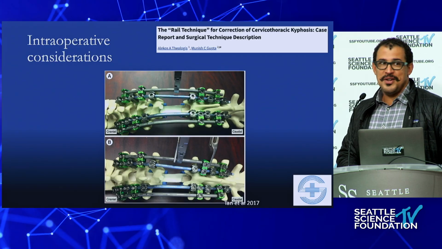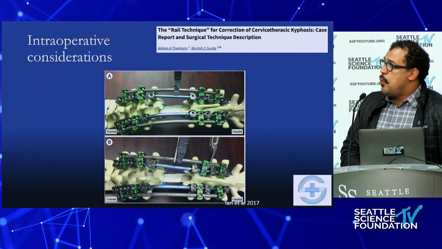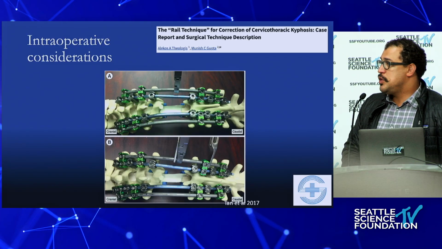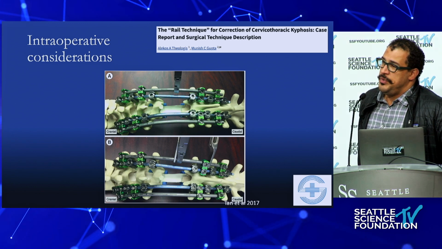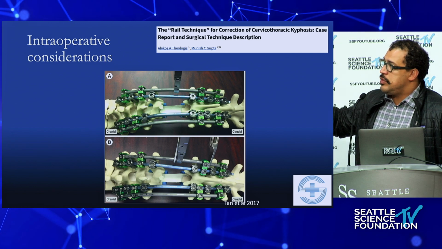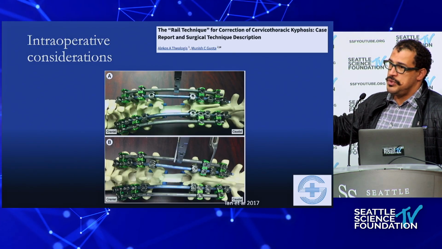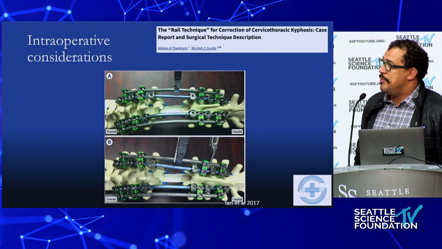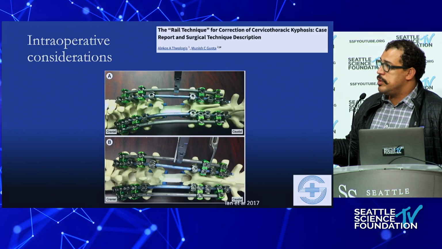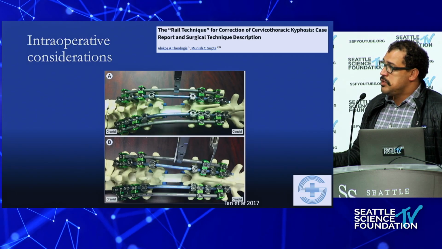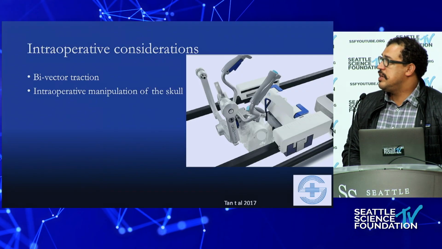Great study from Alekos and Dr. Gupta, the rail technique. Again, when you have someone who may come in with osteoporosis, this is a great step-by-step technique on how to distribute the correction through multiple screws instead of really pulling through screws. You're just going to rip those screws out and end up with a bigger problem. So this technique goes through how to distribute that over the course of multiple smaller movements through multiple screws in order to maintain the integrity of your construct.